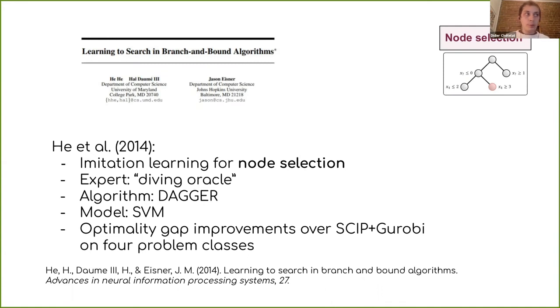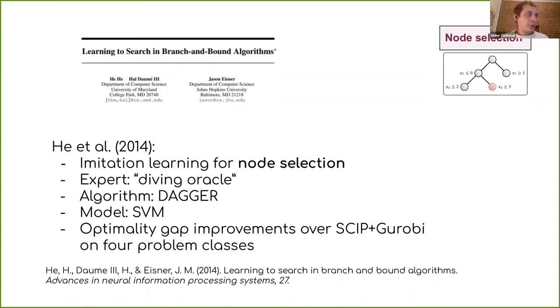So the algorithm they use is Dagger. That's a pretty standard imitation learning, active imitation learning algorithm. The model was pretty simple. It was just an SVM. This is kind of pre-deep learning, or simultaneous at that time, where deep learning was starting to get pretty popular, but they didn't jump on the wagon immediately. So it's just an SVM.